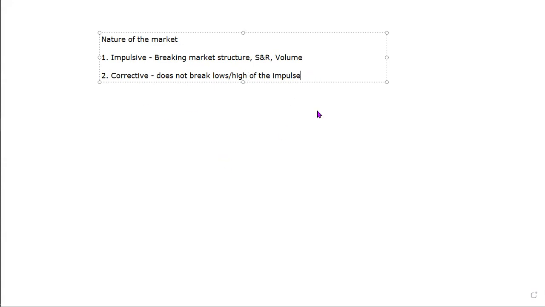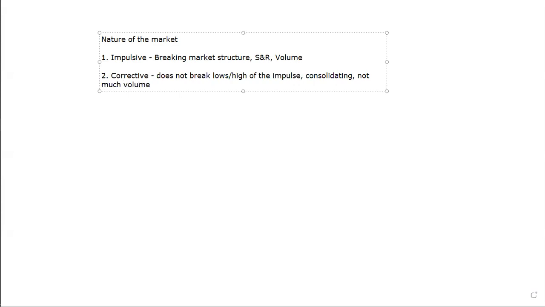A corrective leg in the market, or a corrective phase within the market, is also generally very consolidating, right? So consolidating, not necessarily a lot of volume, right? Not much volume in it. And like I said, it is respecting the lows in a bullish market or respecting the highs in a bearish market, right? Not much volume.